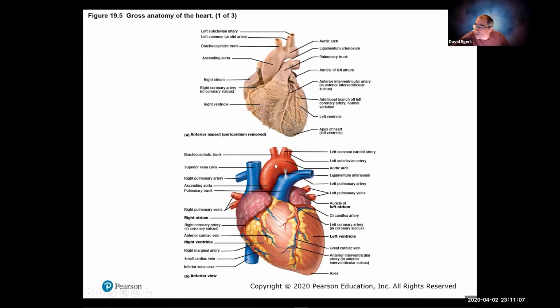Behind it is the aorta coming up from the left ventricle, making this arch, the aortic arch. We're going to learn about all the vessels coming off it a little later.